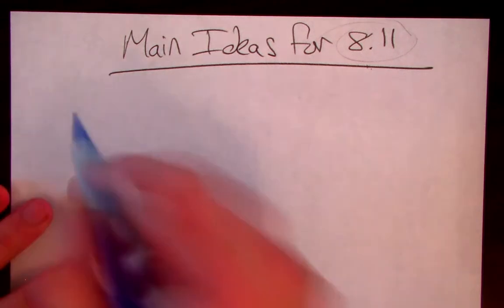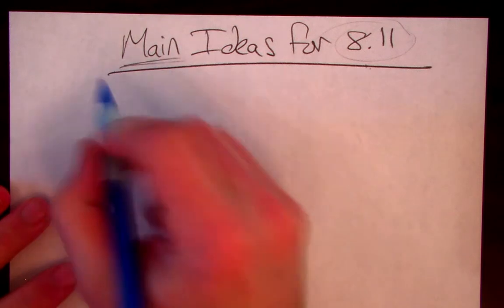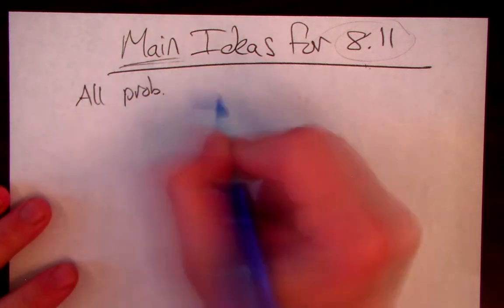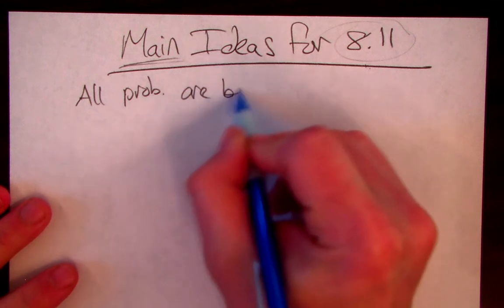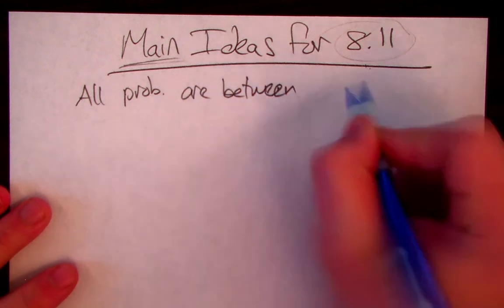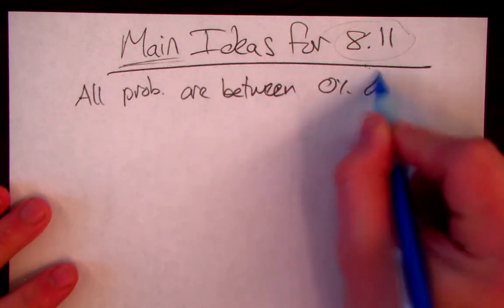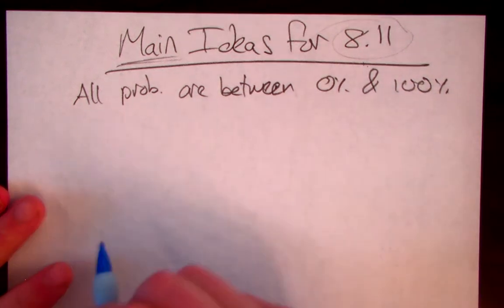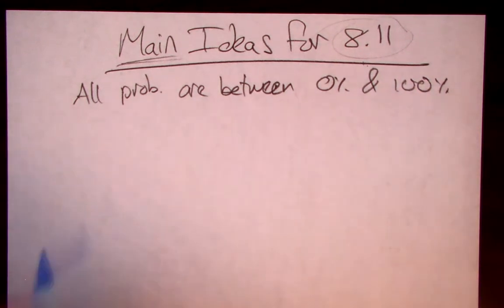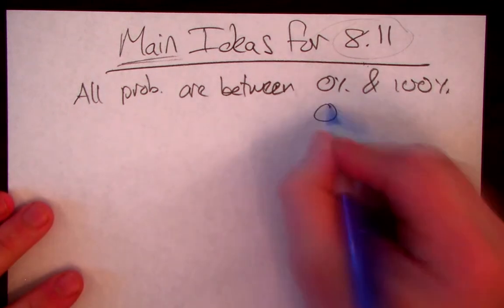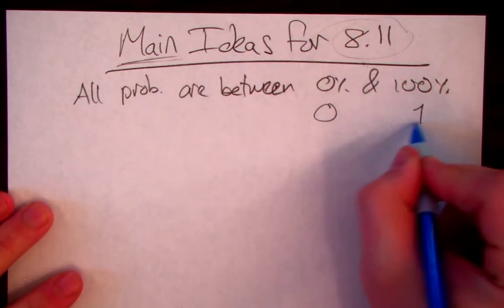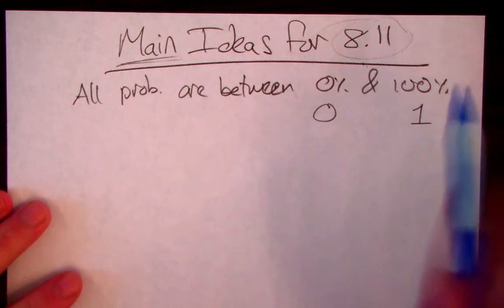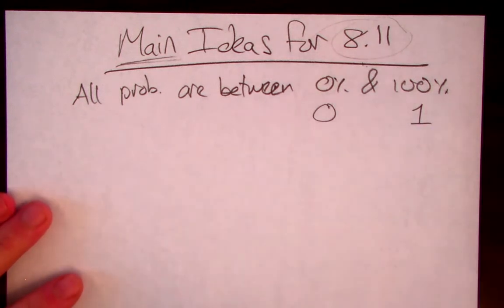Make sure the main idea for probability is this: all probabilities are between 0% and 100%. If you are getting values that are below or above this, meaning below 0 and above 1, make sure that you are correcting your answer.